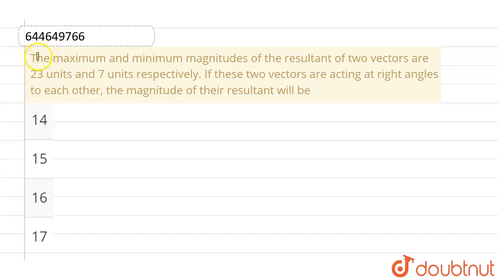Hello everyone. If we talk about this question, this given question is: the maximum and minimum magnitudes of the resultant of two vectors are 23 units and 7 units respectively. Now, if these two vectors are acting at right angles to each other, then the magnitude of their resultant is. The given options are 14, 15, 16 and the last option is 17.